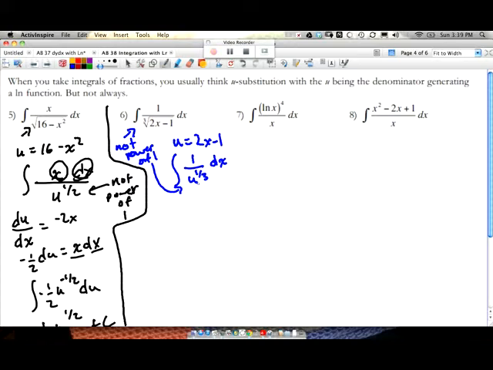Okay, so what do we need? Oh, du dx. So we take the derivative of u with respect to x here. Oh no, wait, we don't need that. Du dx is just going to be 2. So we don't need the 2, but we should somehow get the dx by itself, so that would give me 1/2 du equals dx.